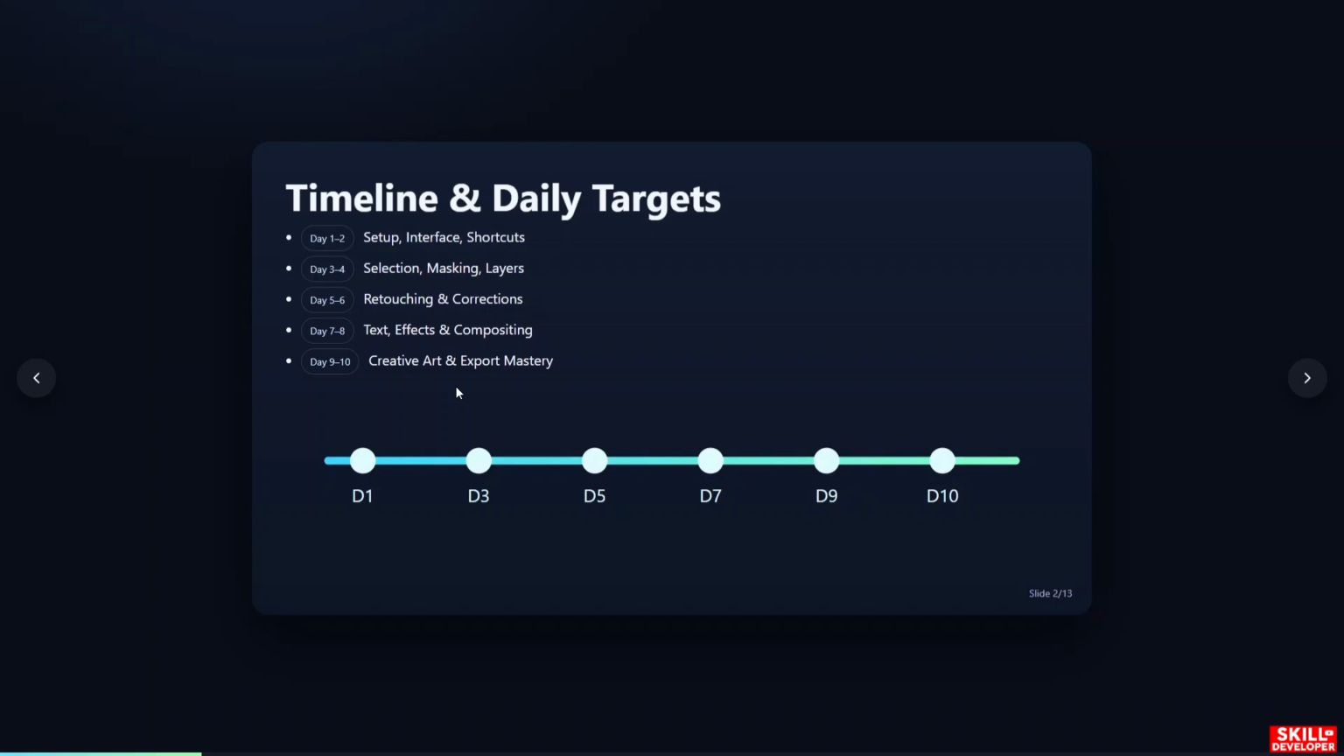There could be multiple courses in each day's session, and we have divided this timeline into 5 sessions. In the first session, you will learn about setup, interface, and shortcuts, which is the very basic. It shouldn't take more than 1 or 2 days. In the second session, we'll be learning about selection, masking, and layers, which shouldn't take more than 3 to 4 days, along with the basic session 1.